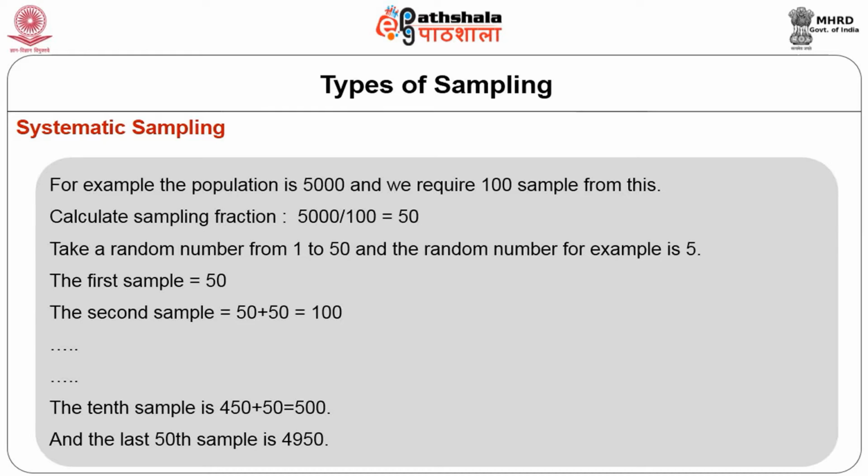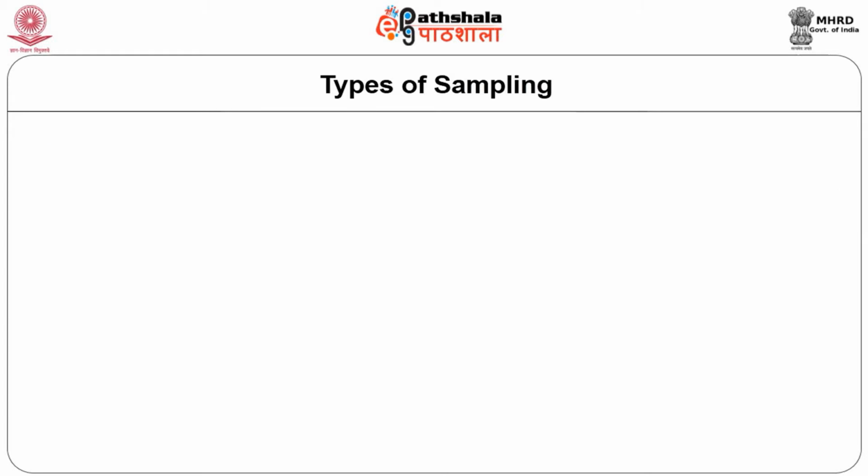Systematic random sampling has an advantage over stratified sampling and simple random sampling, as it minimizes the heterogeneity or variation in the sampling procedure.